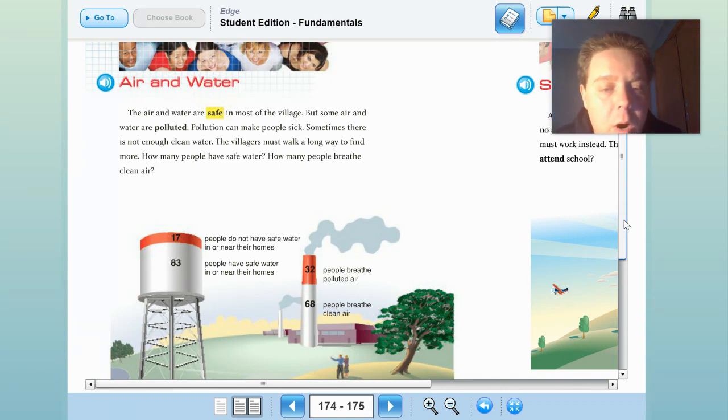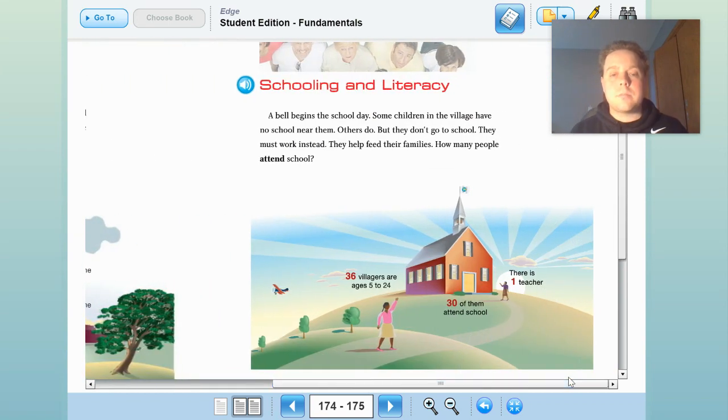83 people have safe water in or near their homes. 17 people do not have safe water in or near their homes. 68 people breathe clean air. 32 people breathe polluted air.